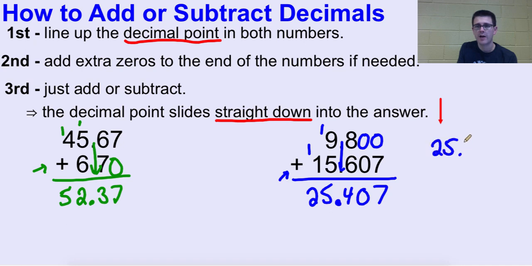Okay? A quick way of checking is to do the problem in reverse. Do 25.407 minus 15.607, and you could work your way backwards and see, do I really get 9.8?